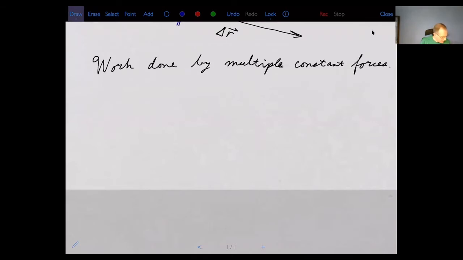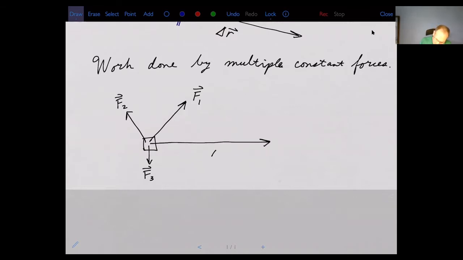So let's say I have my object. Let's assume that I have three forces acting. So I have, let's say F1, maybe F2 is like this. And then let's say F3 is like that. And let's say the object undergoes a displacement in this direction, called delta R.